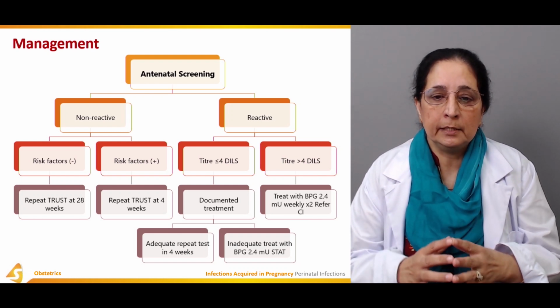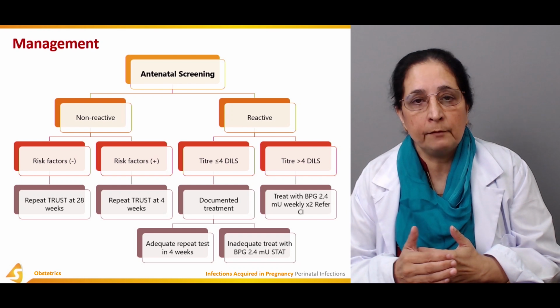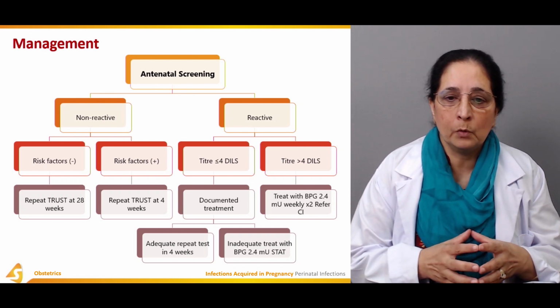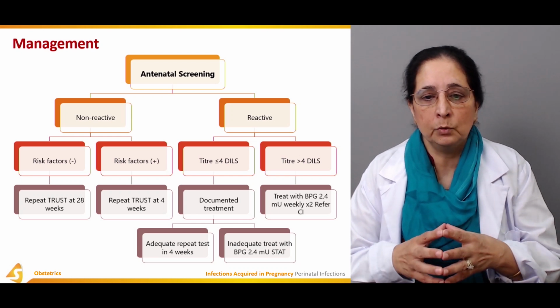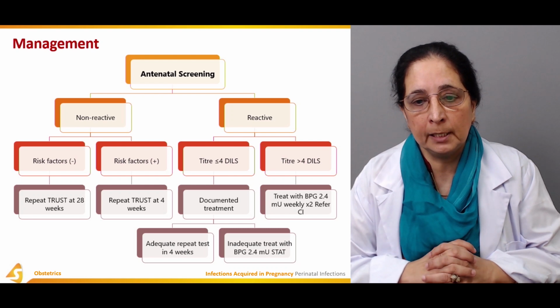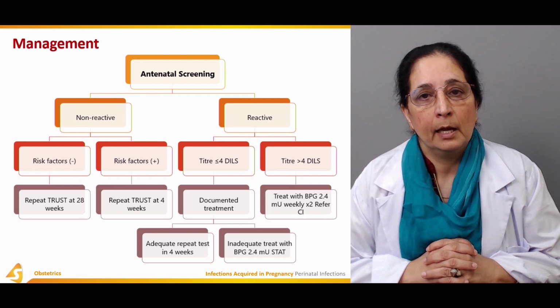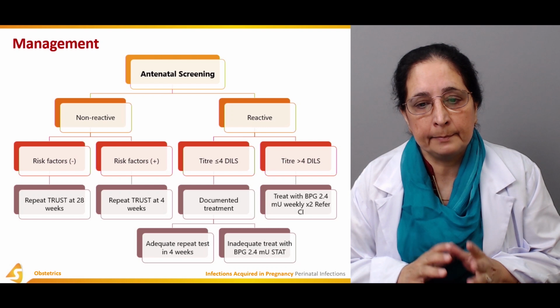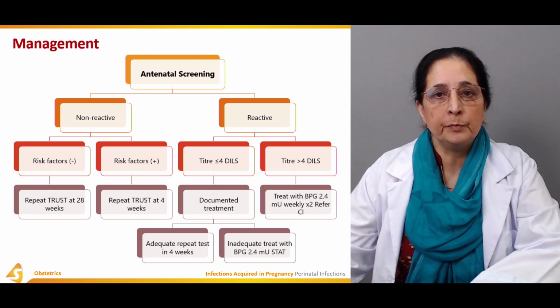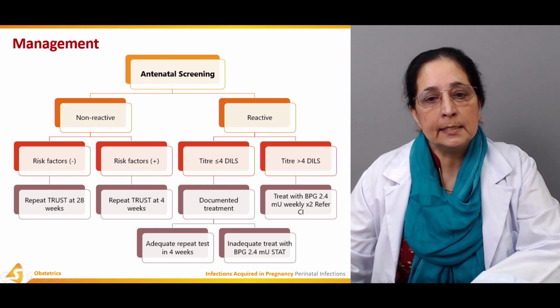So this is the difference. If the titer is less than or equal to 4, we follow the documented treatment. If it's more than titer 4, then we treat with benzathine penicillin G 2.4 million units, two times weekly. So this is the treatment or management of the patient with syphilis.